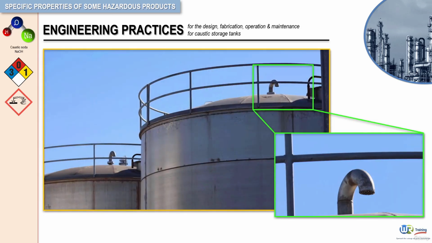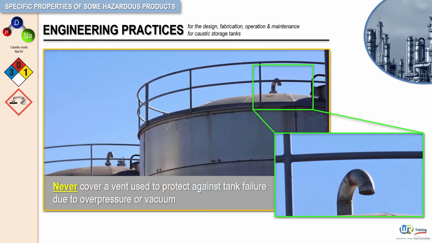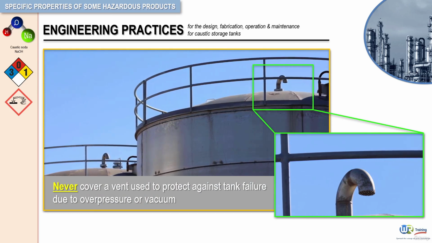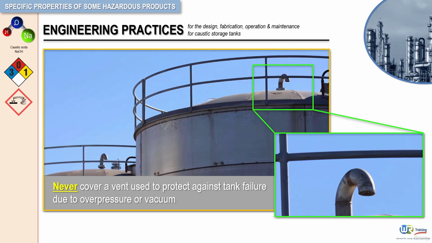Caustic tanks are normally vented to atmosphere. Never cover a vent used to protect against tank failure due to overpressure or vacuum. Ensure in all cases that the vent size is appropriate for the tank's operation. Liquid caustic can sometimes freeze in and plug tank vents where mist carryover exists. In these instances, ensure tank vents are maintained clear from restrictions due to caustic buildup.